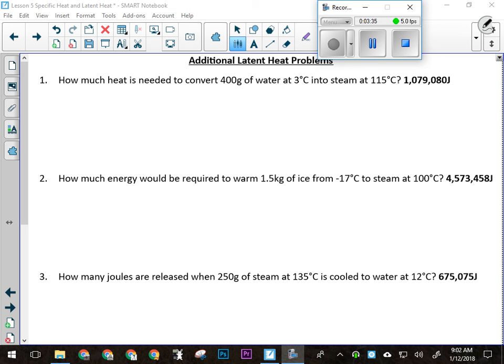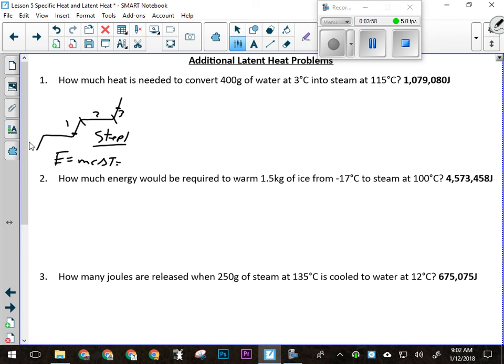Okay, so with number one, we're starting with water at 3 degrees Celsius. I'm just going to draw a small version of that graph. We're starting right here, and we're going to 115 degrees. That means I have to heat the water, evaporate the water, and then heat the steam. Those are my 3 steps in this question. In step 1, I'll be using E equals mc delta T, and in this case, that'll be 400 grams times 4.2, because it's liquid water, times 97 degrees Celsius, because I have to go from 3 to 100.